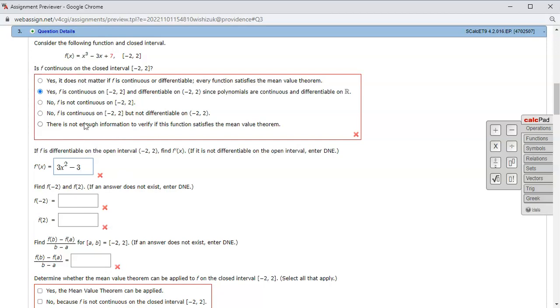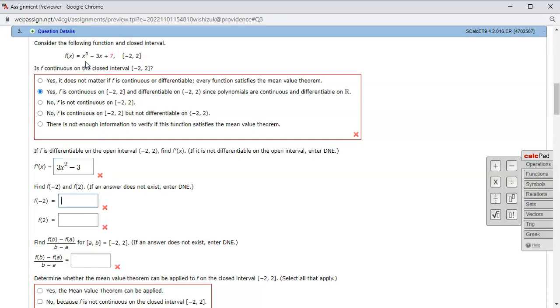So just plug in -2. -2 cubed is going to be -8. Then you have -2 times -3, so it's going to be +6. And then +7. So this is going to be -2 there, and -2 plus 7 is +5. How about f of 2?